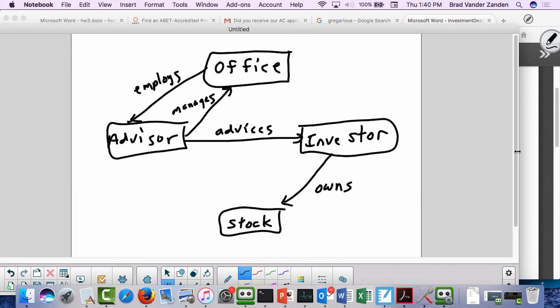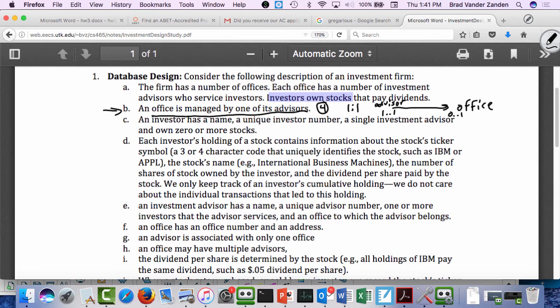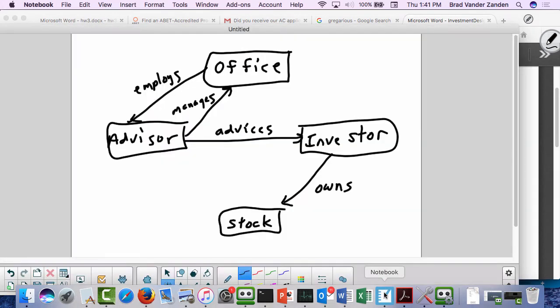Okay, and I had come up with some tentative multiplicities. I thought that an office is managed by one of its advisors, so I tentatively came up with the fact that an office is managed by exactly one advisor, and an advisor may manage 0 to 1 office. Also from the description, it seemed like an office could employ one to many advisors, and probably, but we're not certain yet, we'll make the assumption that an advisor has exactly one office to which the advisor is attached.